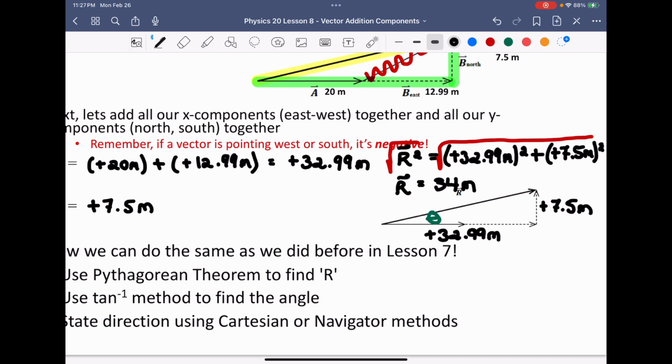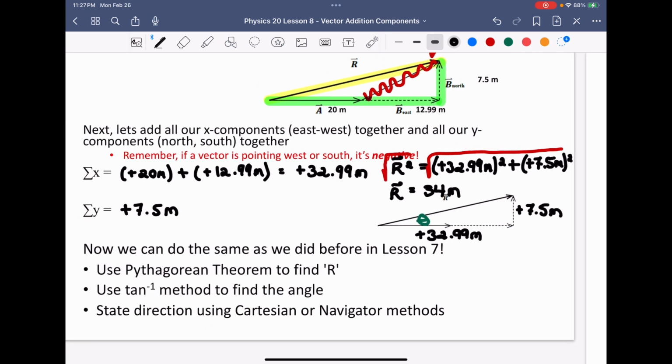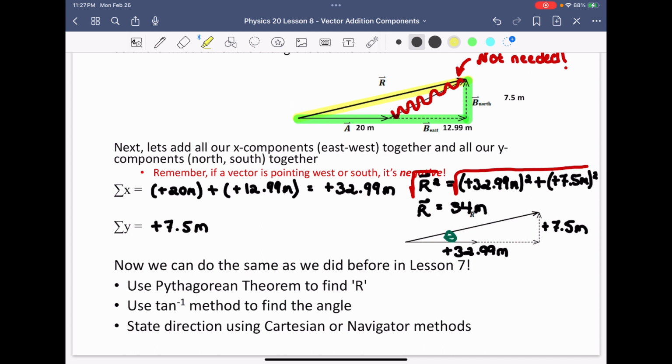Now, as you can see, this is the same thing that we did in lesson 7. You should be recognizing this as the same principle we talked about before: creating a right triangle and using it to solve for an angle and some overall magnitude. From here we just follow the same steps. Use Pythag to get r, which we just did. Now we can use the tan inverse to find the angle. Lastly, we can state the direction using Cartesian or navigator methods. And remember, between these, three possible answers are possible given this criteria.